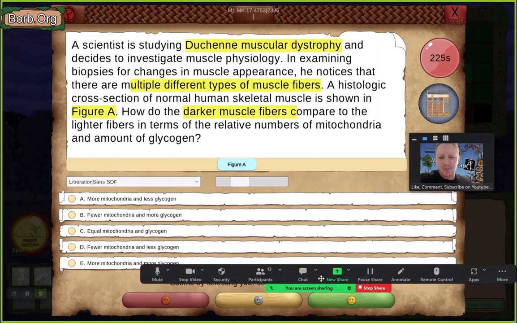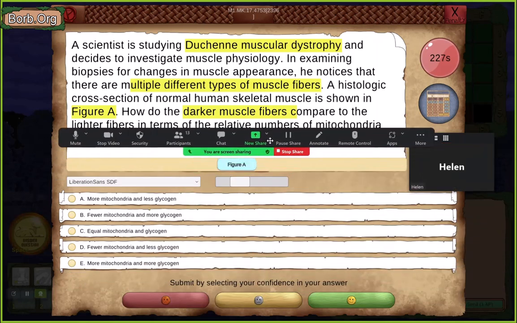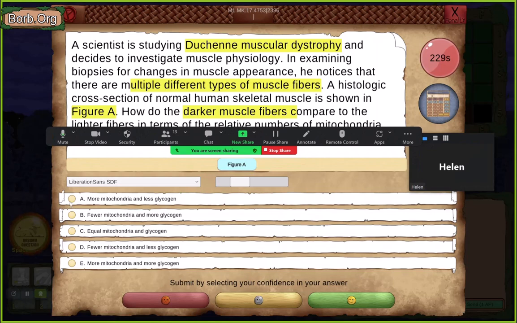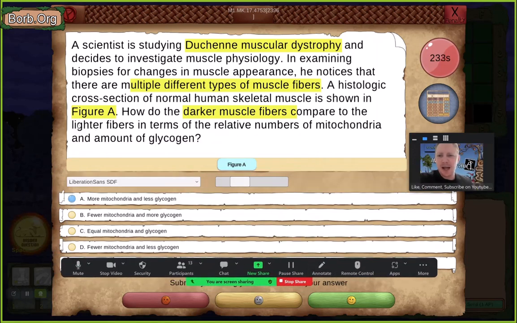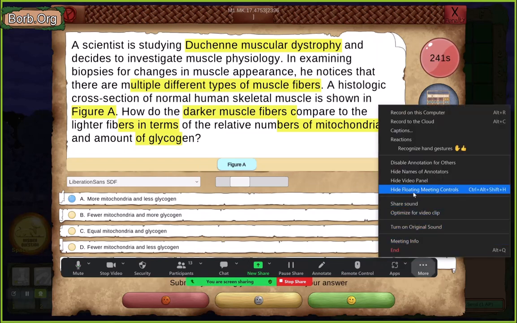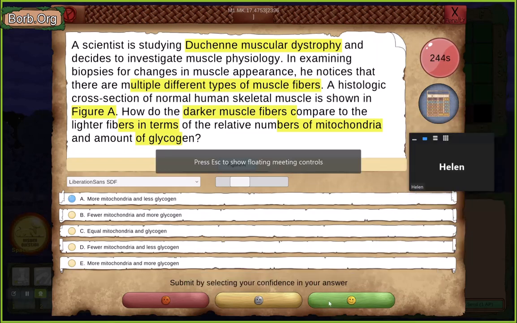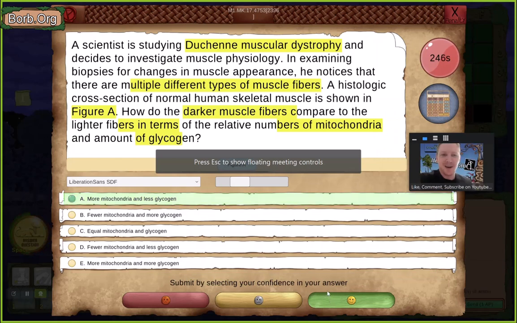That might be better. So which are you thinking about? You thinking about A? Yes. Yeah. So that would suggest the lighter fibers in terms of relative number of mitochondria and amount of glycogen. So we're talking about the lighter fibers here. What confidence are you thinking? Green. Green. All right, let's do it. All right, nice.